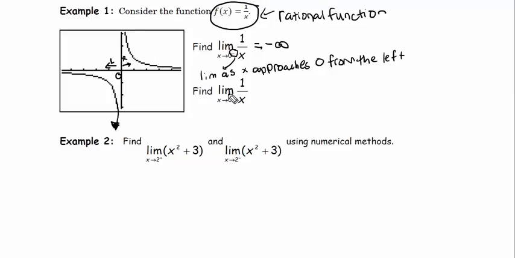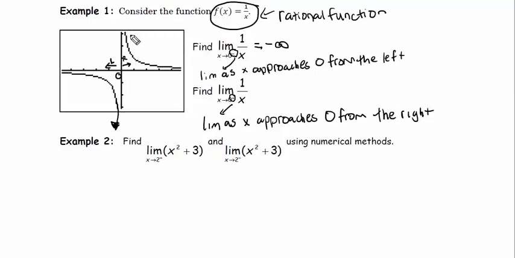And this little plus sign, this superscript here, means the limit as x approaches 0 from the right. So if I look to the right of 0 and I look at what the graph is doing, it's going up and up and up forever.